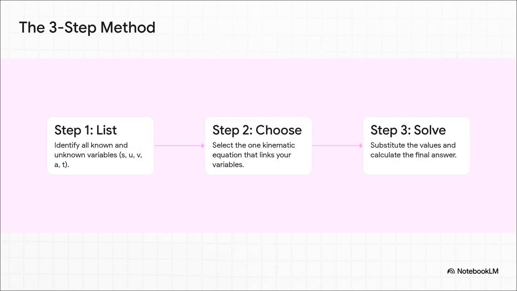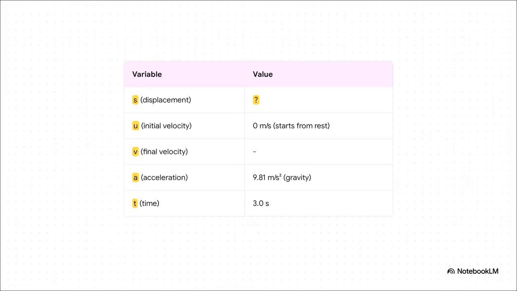To tackle this, we can use a simple, super reliable 3-step method. First, you just list everything you know and what you're trying to find. Second, you pick the right tool for the job, the right equation. And third, you just plug in the numbers and solve. Easy as that. All right, let's do step 1 and list our variables.